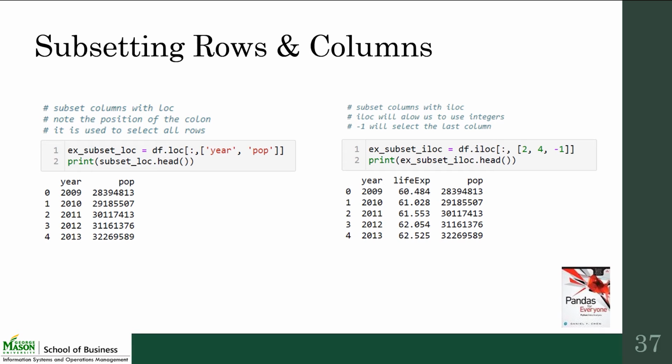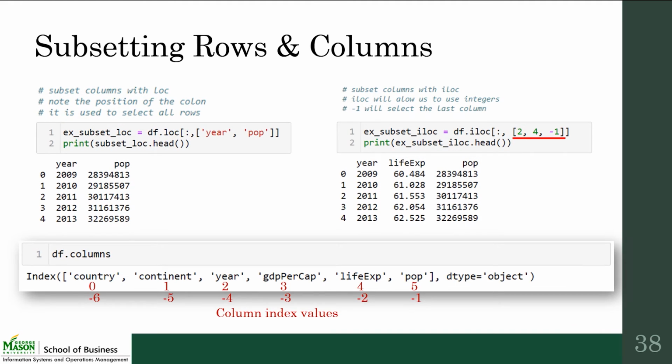The example on the right uses the iloc attribute, but instead does not refer to the column names and uses the column index position numbers. The first column in the data frame starts at index position 0 and goes in sequential order, just like row index numbers. The iloc example here is subsetting the 3rd, 4th, and last column of the df data frame variable.